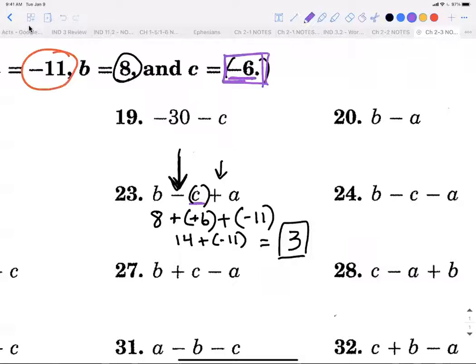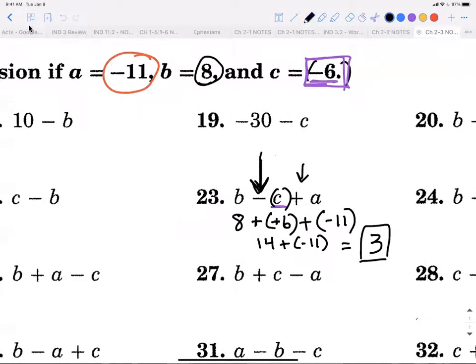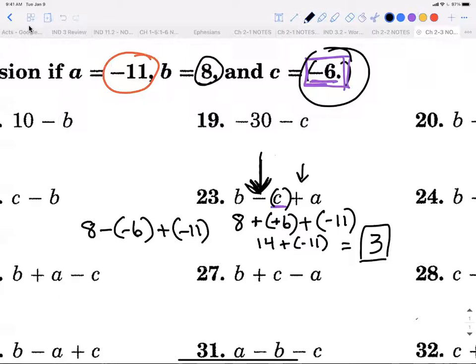Does that make sense? Because when I wrote it out before I worked it, it was 8 and then this minus sign right here. And then C, the value of C right here is -6. And then plus, and then the value of A was -11. So that step is just plugging everything in that comes with the equation. Does that make sense? Then I went here and I made it plus plus. And that's where the 8 plus 6 came in. Does that make sense? It was just in a couple of steps.